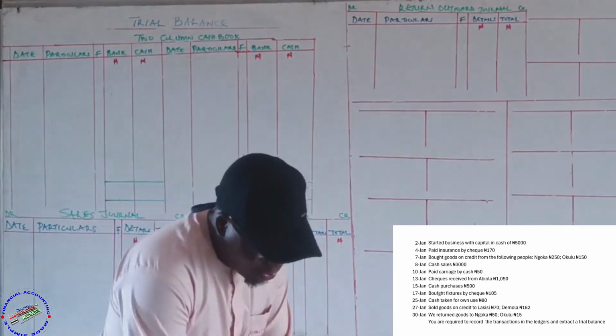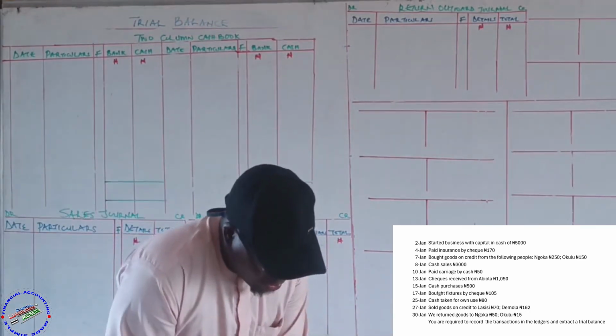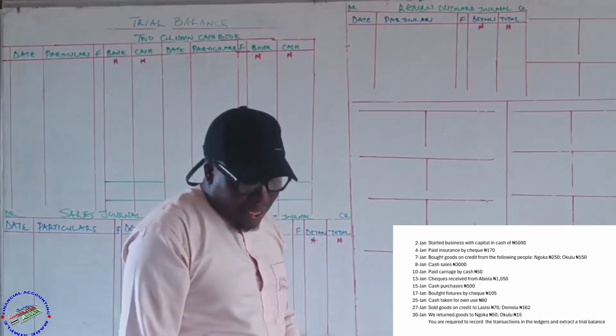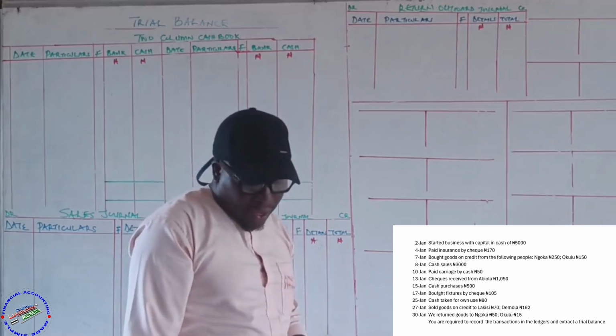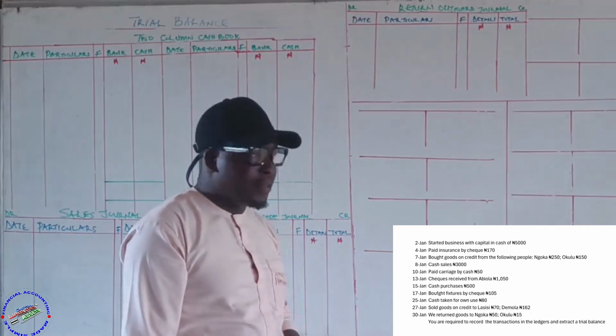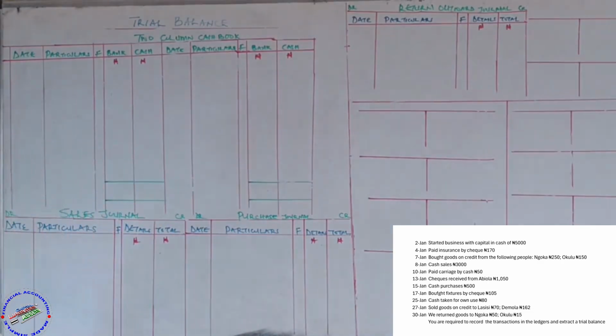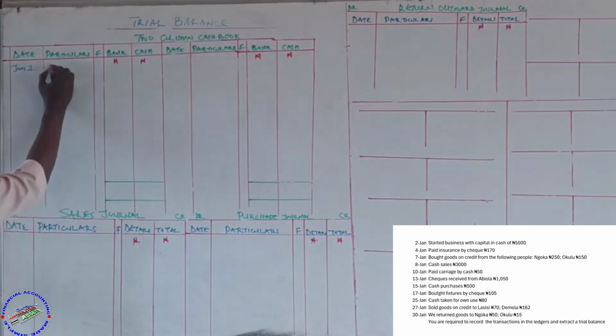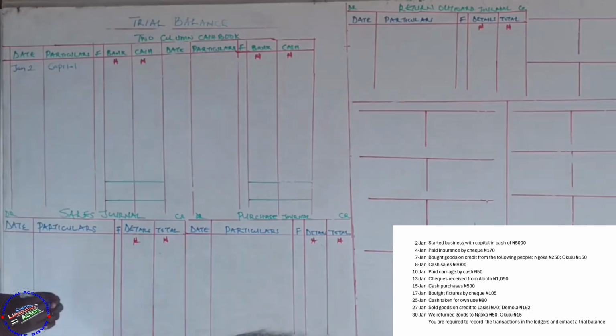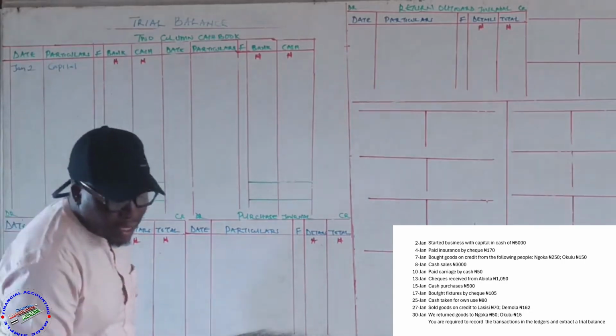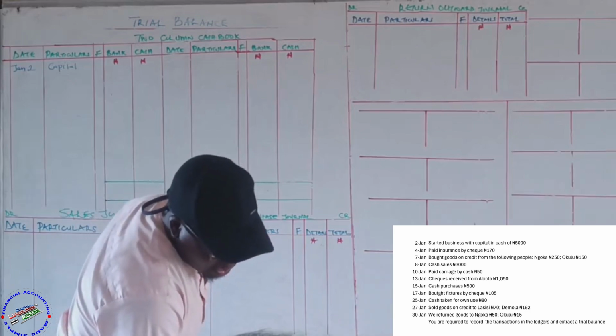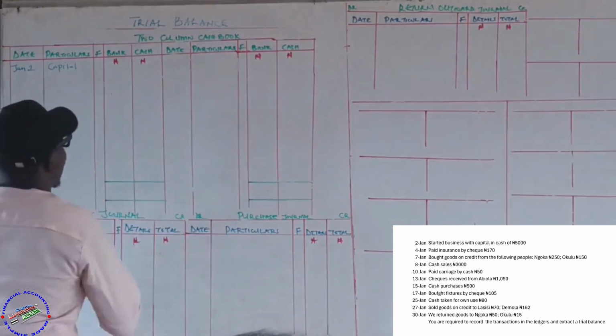Looking at the first transaction, we have January 2nd, started business with capital in cash, 5,000 naira. When we are starting a business in cash, it will be on the debit side. So we have January 2nd, capital. That is what is used to start the business, and it is in cash, so it will be recorded under cash.